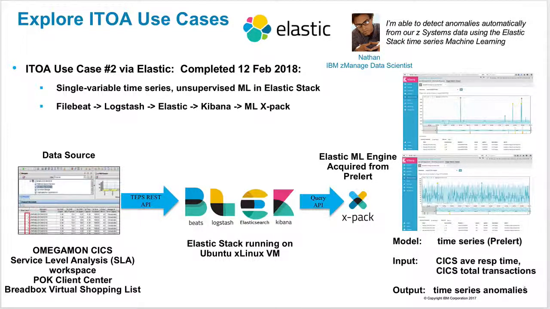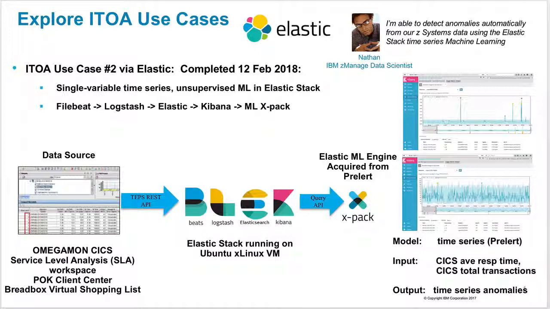We're using all four components of Elastic Stack shown in the middle. Data is coming from OMEGAMON CICS service level analysis workspace. I have scripts that query the REST API of the TEPs every 5 minutes, create a fresh CSV of the KPIs we'll talk about later. And when that CSV appears, the beats component will push it to a Logstash. Logstash does additional processing and pushes it to Elasticsearch. And Kibana is where we do the visualization and machine learning.